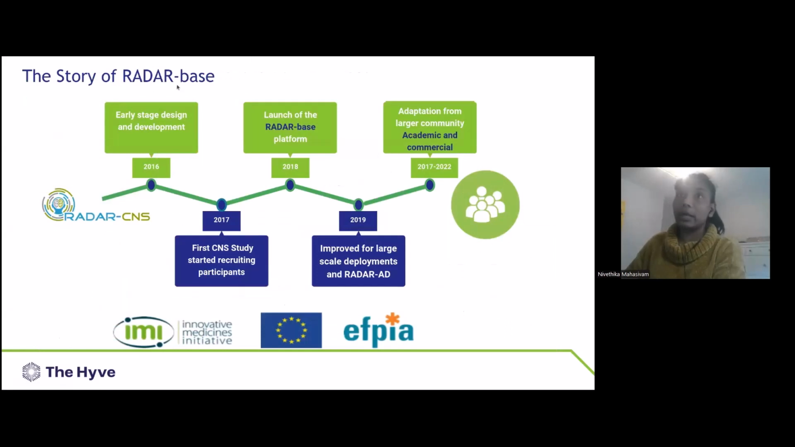So how does the Redder-based platform come into play? The Redder-based platform started with the initial research study, which is called Redder CNS. Redder stands for Remote Assessment of Diseases and Relapses, and CNS stands for Central Nervous System. The Redder CNS project aimed to look into 3 different disease areas in the central nervous system.